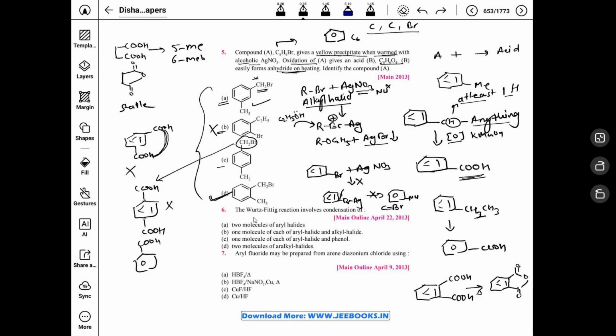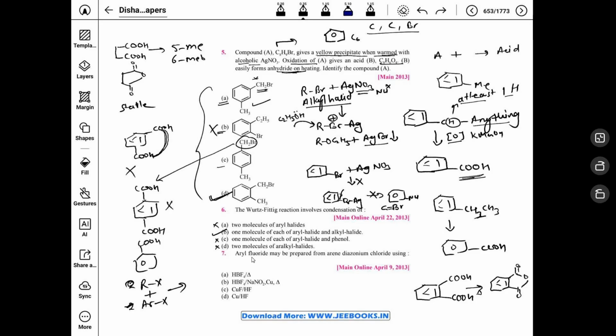Now question number 6. The Wurtz-Fittig reaction involves condensation of. We know that Wurtz involves the condensation of 2 alkyl halides, and the Fittig reaction involves 2 aryl halides. But the Wurtz-Fittig reaction involves the condensation of an alkyl halide and an aryl halide. So which is the correct answer? 2 molecules of aryl halides? No. 1 molecule each of aryl halide and alkyl halide? Yes. 1 molecule each of aryl halide and phenol? No. 2 molecules of aryl halides? No. So the correct answer is B.